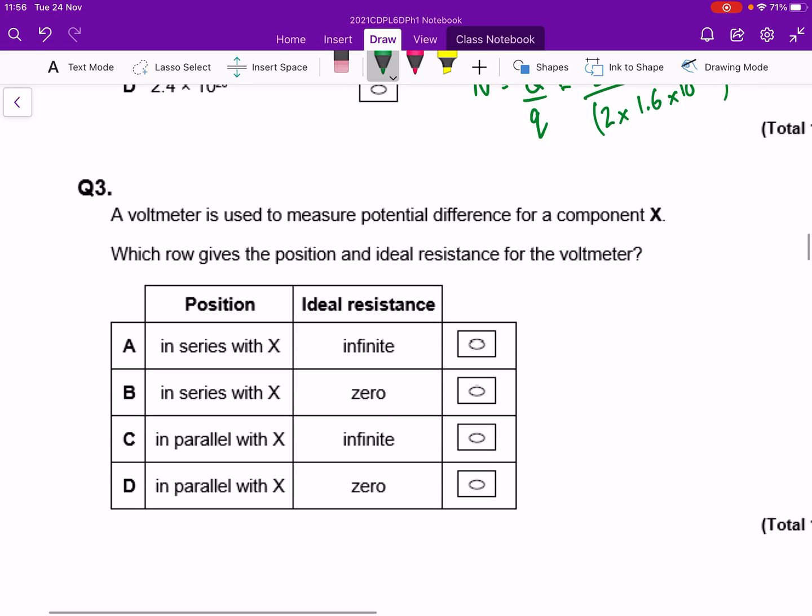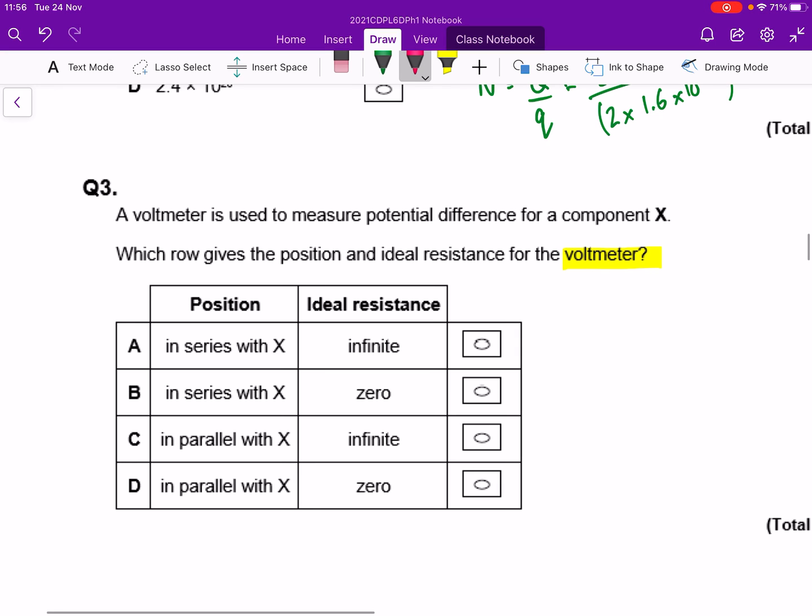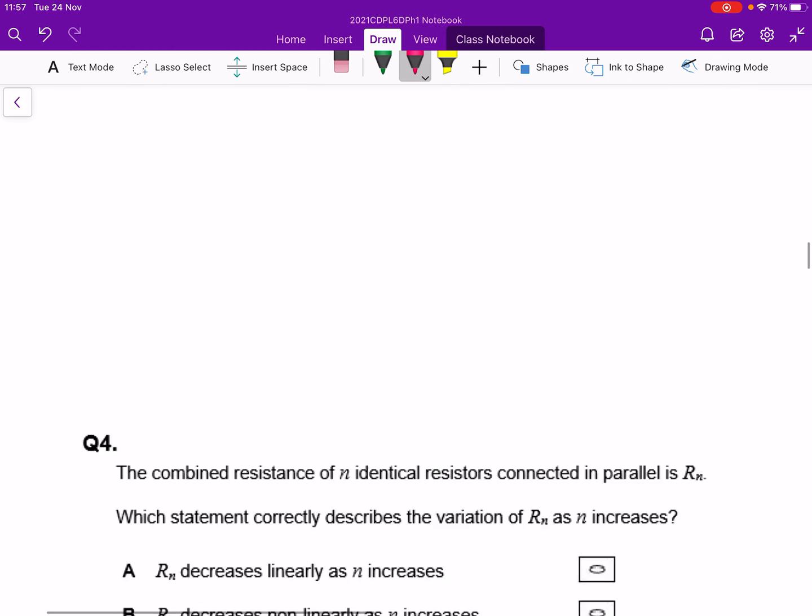Question 3. Which row gives the position and ideal resistance for a voltmeter? Well, I want voltmeters to have a very high resistance, and I want them to be in parallel. So what have we got? In parallel with X, and then infinite resistance. Yeah, C is going to be the correct answer for that one. Question 4.